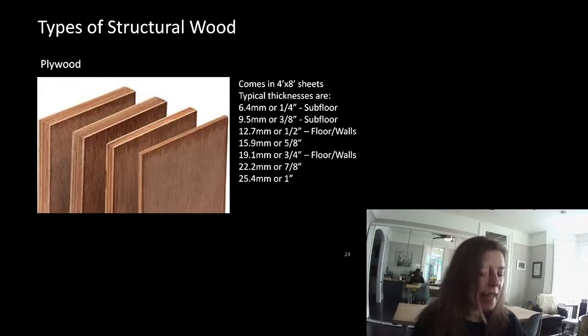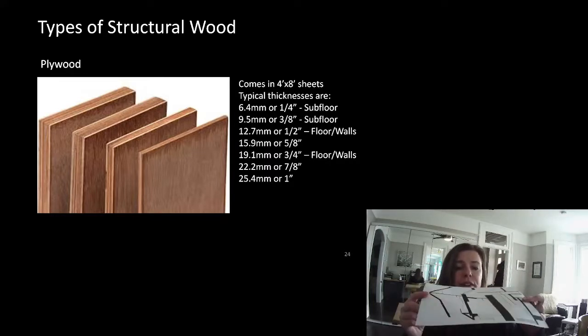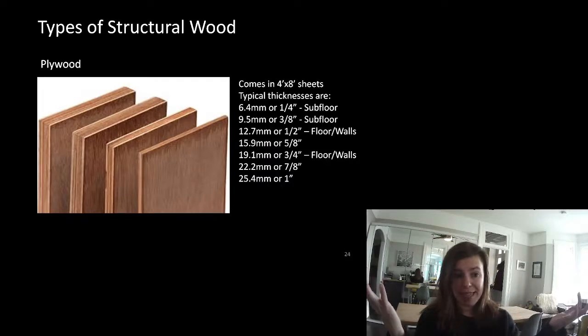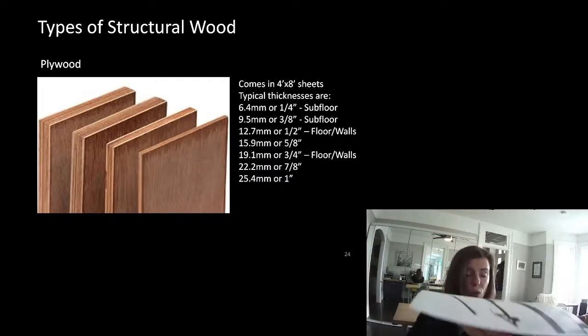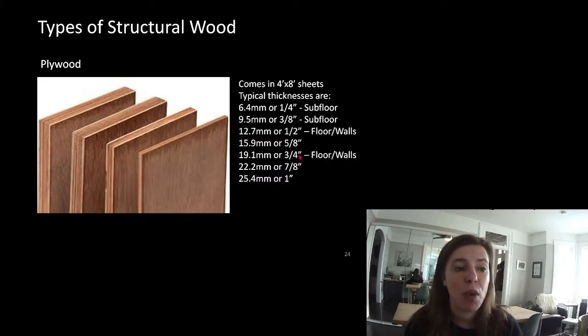It would be like saying this piece of paper is 8.5 by 11, but that doesn't mean it gets supported only at those corners. It can't even support itself. So we would need something in between to hold it up. So it has typical thicknesses. We're probably going to use 1/2 inch or 3/4 inch. I'll try to be pretty specific about what we're talking about.